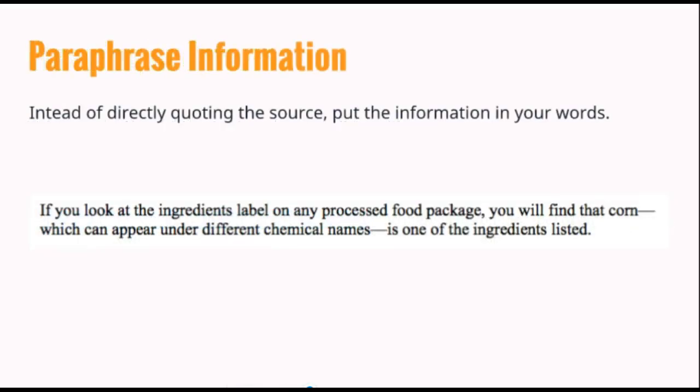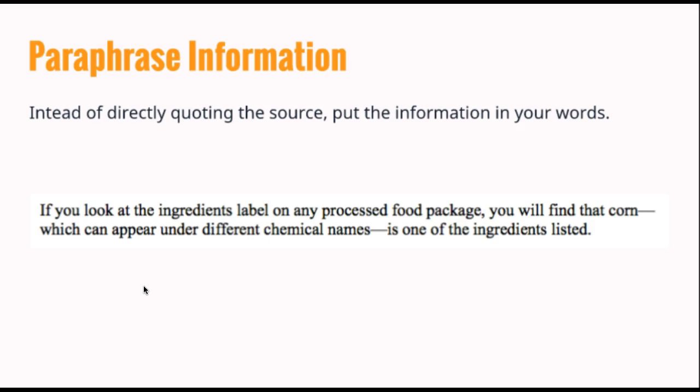And finally, you can paraphrase information. When you paraphrase information, you take the information from the source and you put it in your own words. Let's take a look at an example. If you look at the ingredients label on any processed food package, you will find that corn, which can appear under different chemical names, is one of the ingredients listed. We have the same information that we had in the other two slides. The only difference is that instead of using a direct quote, we've paraphrased the information or put it into our own words.